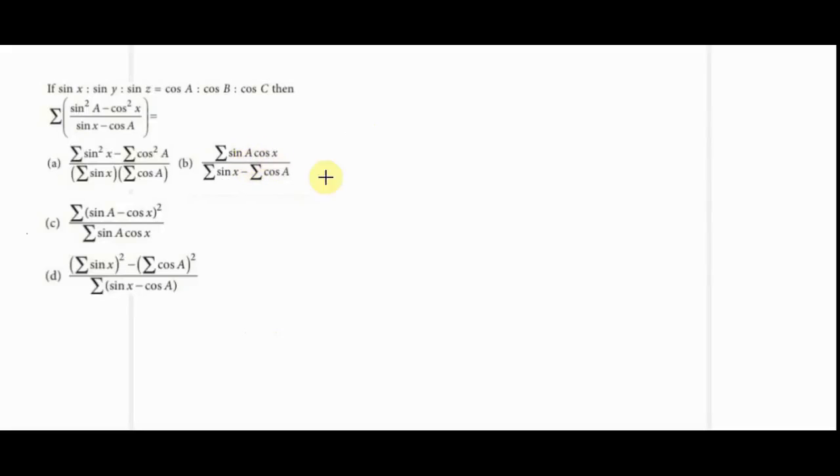This is a question from trigonometry and we are given some ratios here. We're given sin x is to sin y is to sin z is cos a is to cos b is to cos c. So this is what we have. These ratios are all the same. Sin x by cos a, sin y by cos b equal to sin z by cos c. So this is what it means.